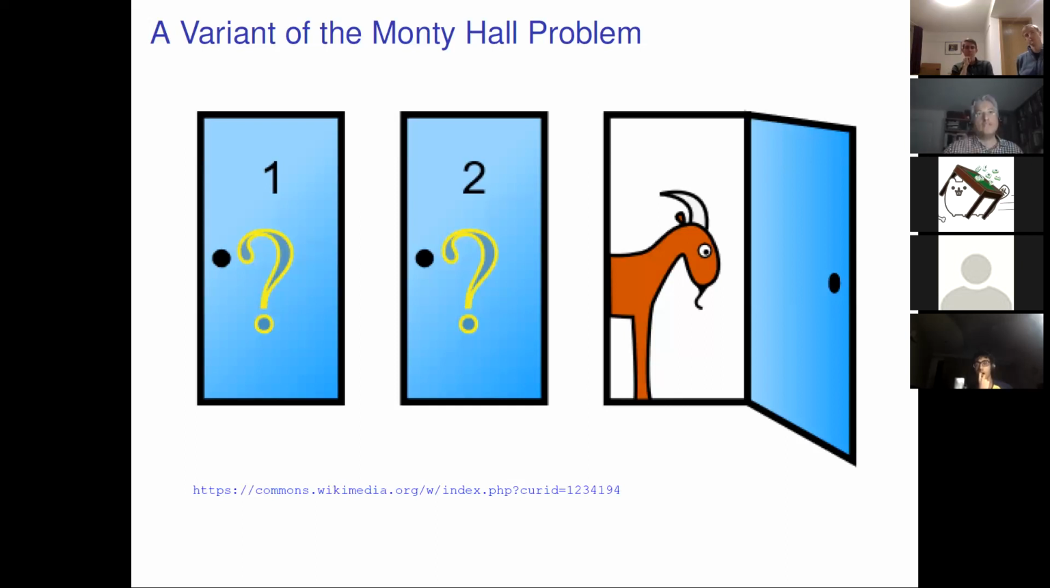Obviously, once the game starts, they cannot communicate with each other. Player two cannot see what player one is seeing when he opens the doors. So they cannot communicate once it starts, but before, they can agree on a strategy. And the question is, what do you think would be the best strategy, the one that would give them the highest probability of winning the car?